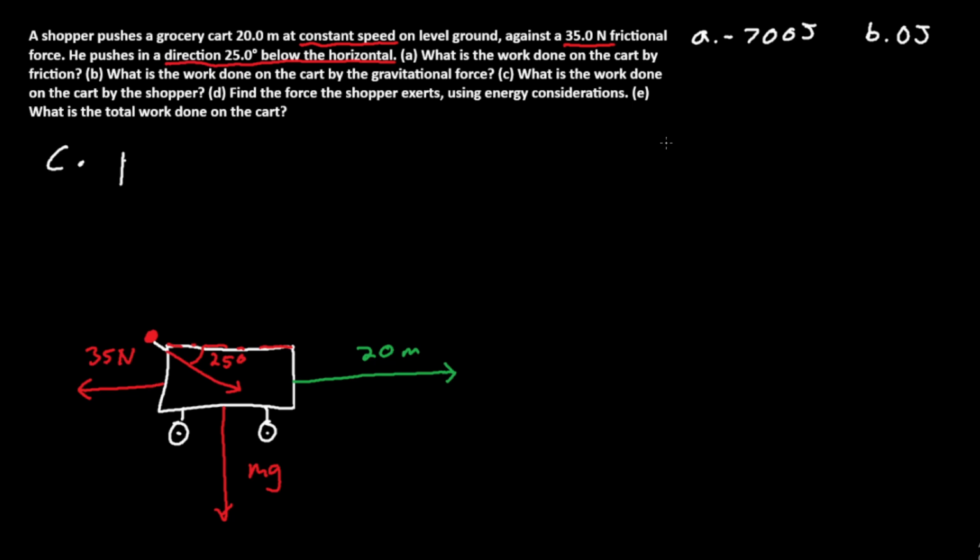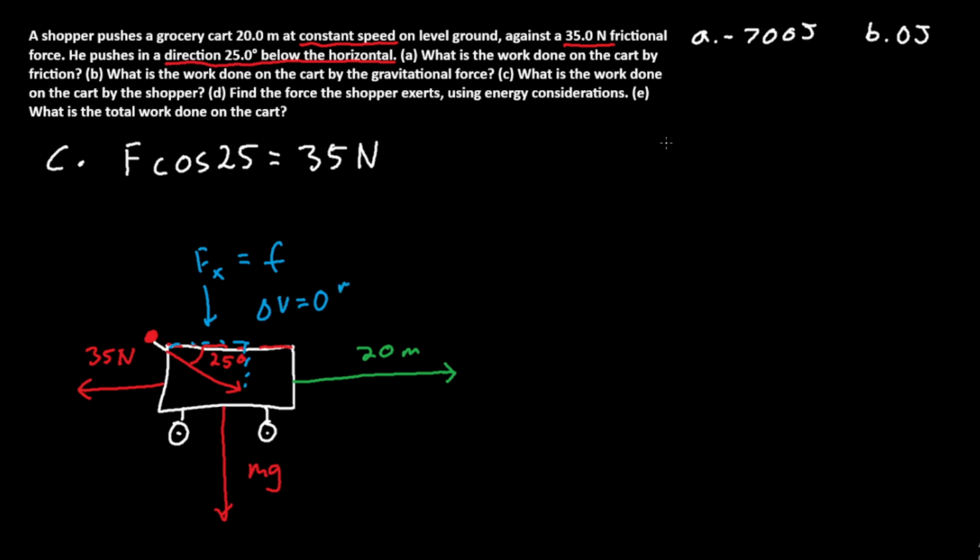So let's write that down. This is the magnitude of your force, F. But to find the horizontal component, you just multiply it by the cosine of 25. And this should equal 35 newtons, because this horizontal component of your force, F of x, must equal your frictional force due to the constant speed. So change in velocity, this is because change in velocity is 0 meters per second.